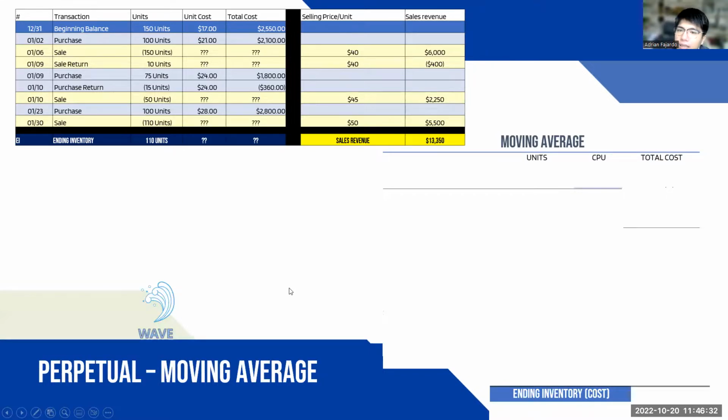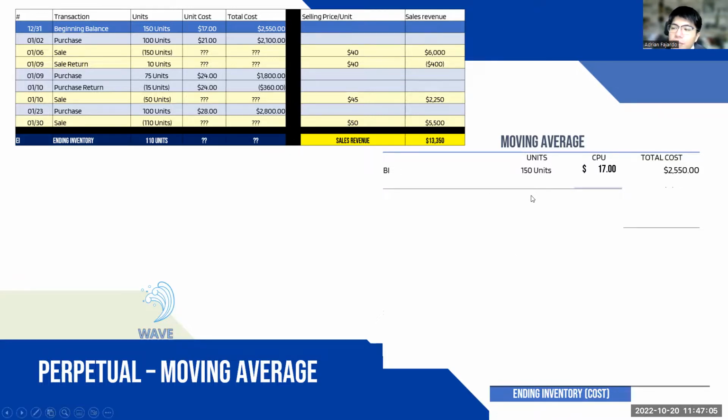For perpetual, I want you to remember that in perpetual, which is moving average, your average will only move every time there is a purchase and every time there's a purchase return. Again, super important, I'll repeat it 3 times. The moving average will only change every time there's a purchase and purchase return. If there's a sale return, it won't change. Only when there's a purchase and a purchase return, right?